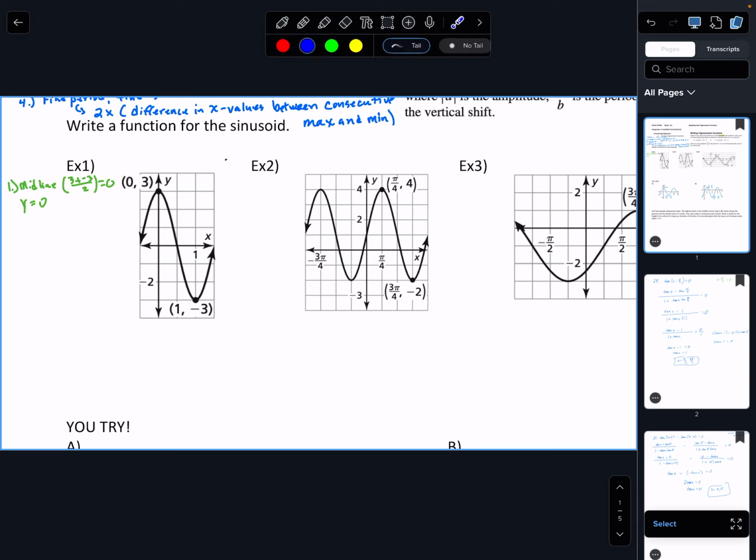And then you are going to look at the y-axis. And how is the graph intersecting the y-axis? And in this case, it is intersecting at the maximum, and that is a cosine graph. Cosine starts on the y-axis at the maximum. And that's when A is positive. So this is going to be a cosine graph. And since it starts at the maximum, there is no phase shift.